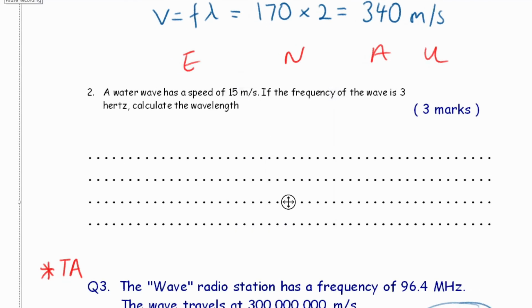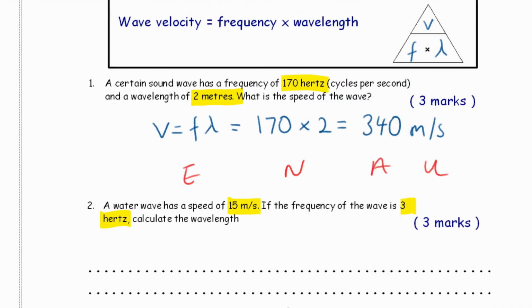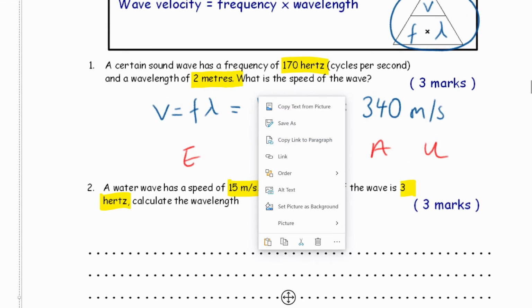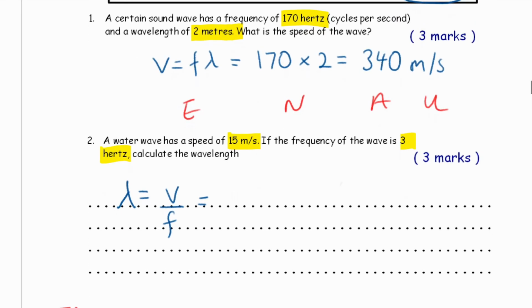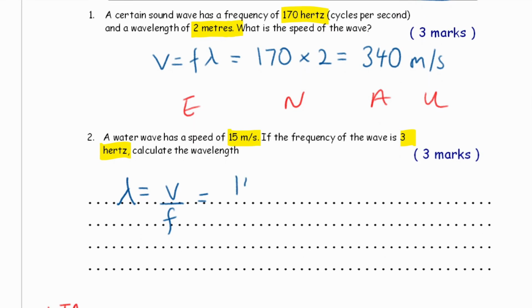What do we know? Well, we're given the speed and the frequency is 3 Hertz. Calculate the wavelength. You could use this here to get the right equation. Lambda is V over F. Wavelength is speed over frequency. The speed is 15 and the frequency is 3. That's 5 meters.